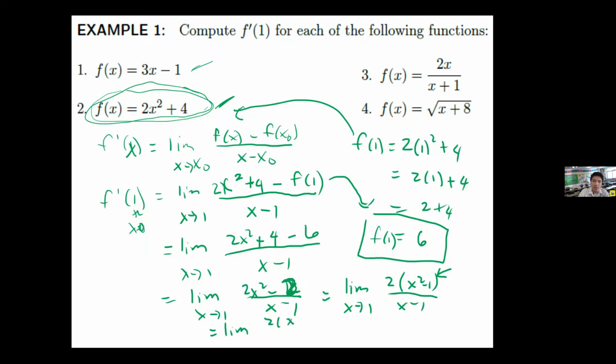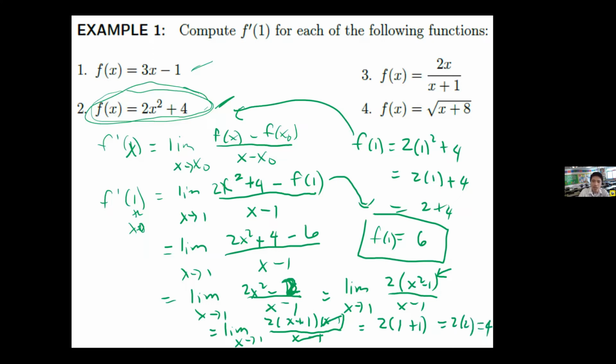x plus 1 over x minus 1 as your x approaches 1. Then by cancellation, makansel na ni. So ang nabilin, kana na lang. So pwede na kato, i-try ang substitution. So that becomes 2 times 1 plus 1, so that is 2 times 2 or 4.